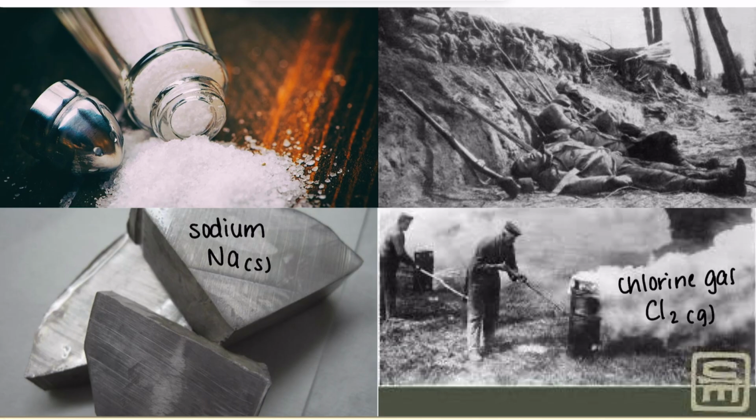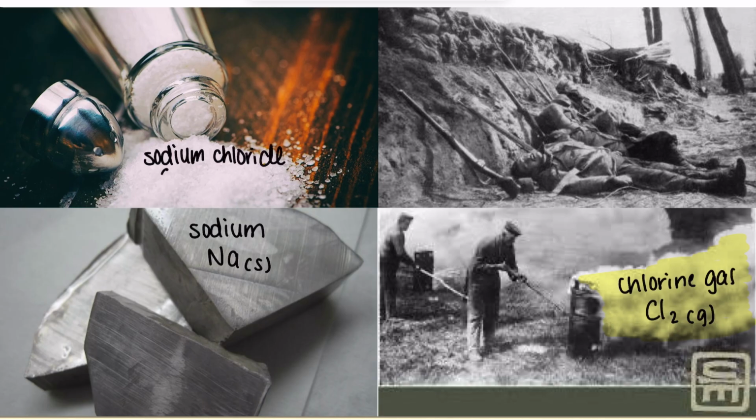But here's the crazy part: chlorine gas is toxic, and it was actually used in warfare and sprayed across enemy lines during battle because of how dangerous it is. So here's the question I always ask my students: how can two substances that are so different, and in chlorine's case, so deadly, come together to form something we literally eat every single day? And that's sodium chloride, better known as table salt.